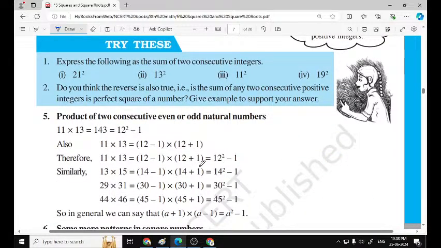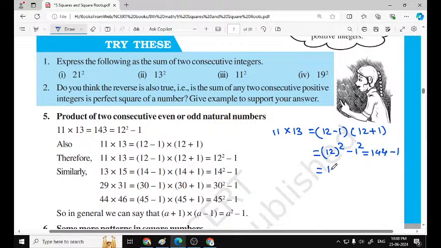Product of two consecutive even or odd natural numbers is one less than a perfect square. 11 is odd and its next odd number is 13. We can write this in terms of their middle number, that is (12 minus 1) into (12 plus 1). This is in the form of (a plus b) into (a minus b), that is 12 square minus 1 square, that is 144 minus 1, that is 143. So 11 into 13 is equal to 143.